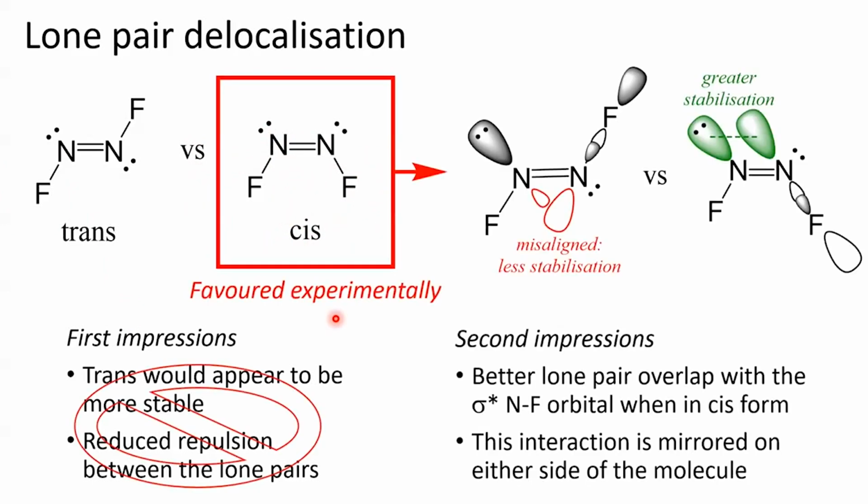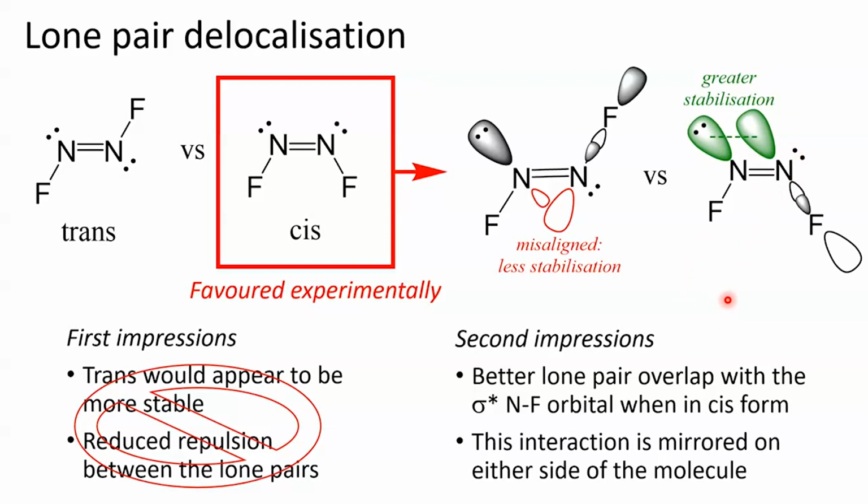But in reality, when we look at the experimental data, it's actually the cis conformer that is the more stable of the two. And this comes down to the same idea as in the previous slide. If we draw out the anti-bonding orbitals between the nitrogen and the fluorines, and then look at the position of the lone pair orbitals, we can see that when we draw out the anti-bonding orbitals, the lone pairs can delocalize into them, stabilizing them. And this can occur on either side of the molecule.